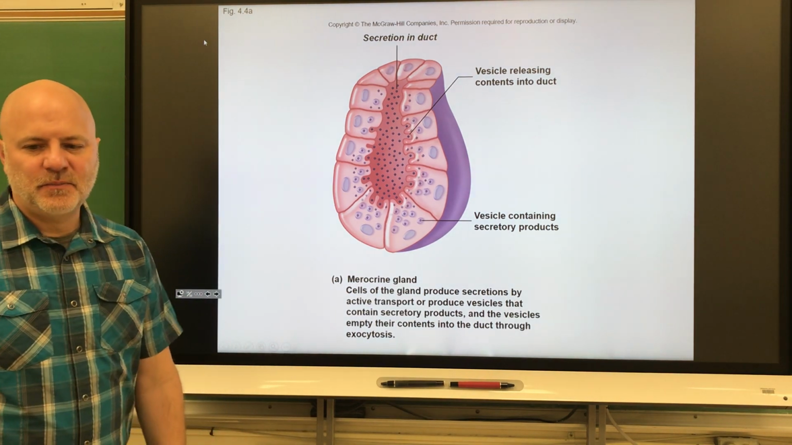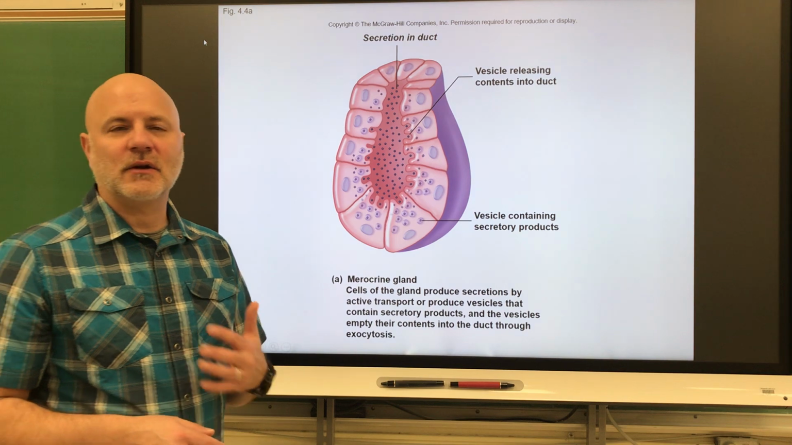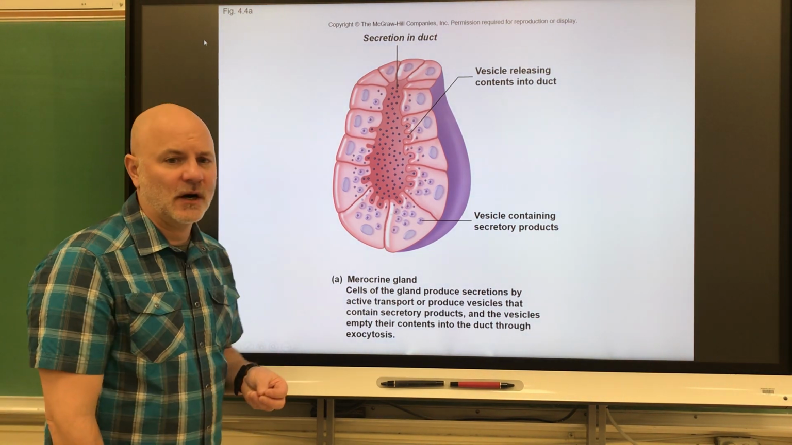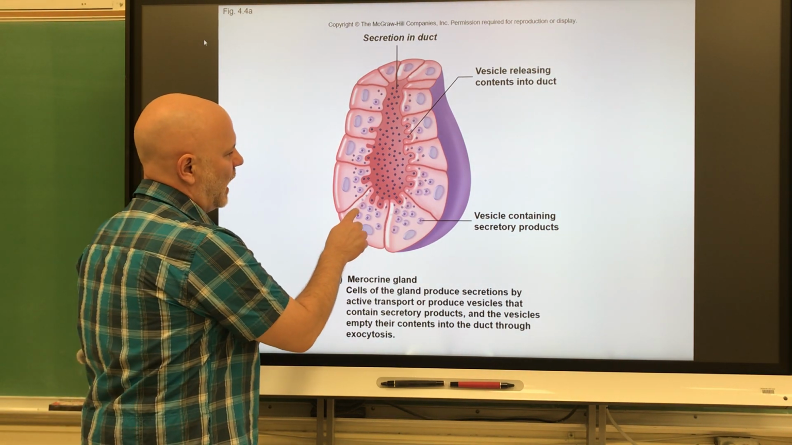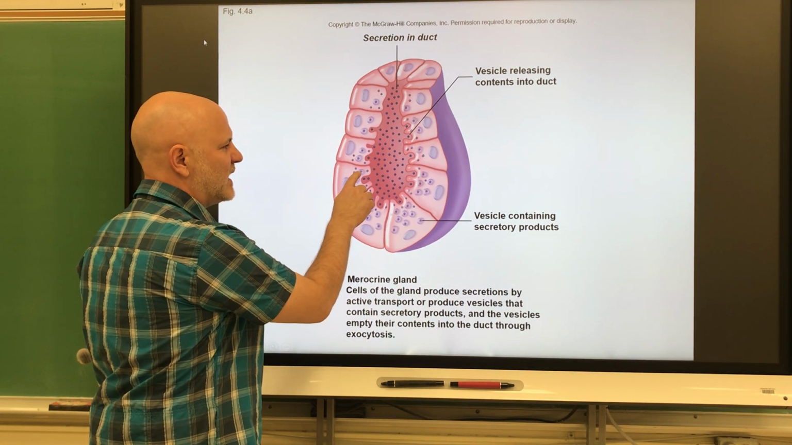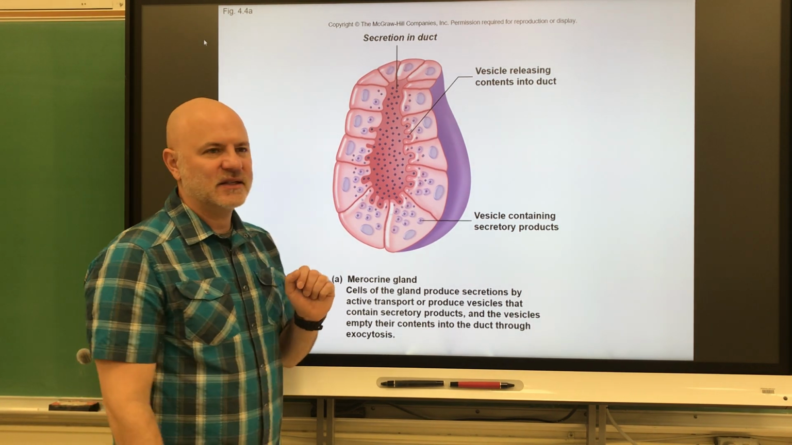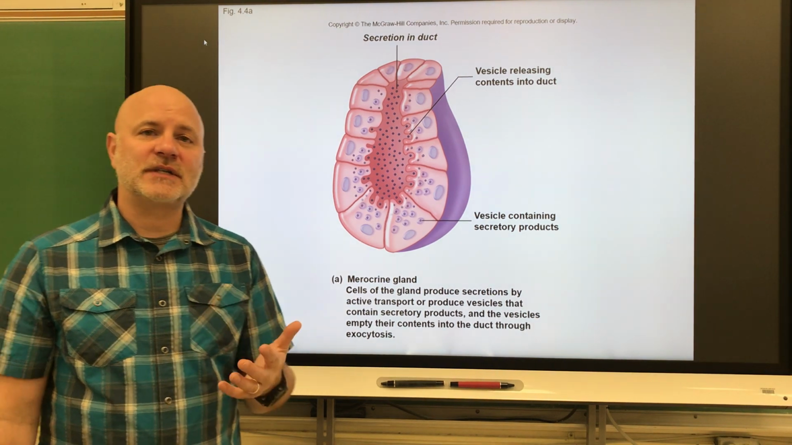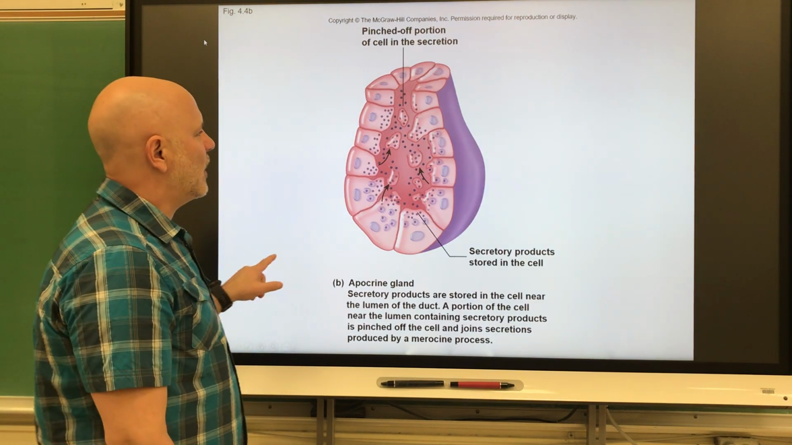This picture is showing a merocrine gland. Merocrine glands release products by exocytosis, which we talked about already. Exocytosis is where you have a vesicle that fuses with the plasma membrane, opens up, and releases its contents out of the cell. This is how we get saliva out of salivary glands, tears out of lacrimal glands, sweat out of sweat glands.